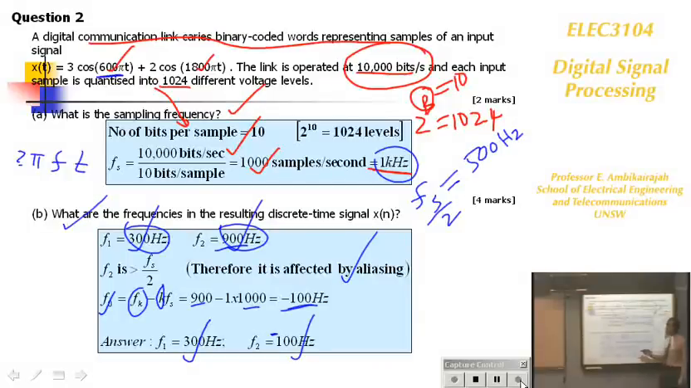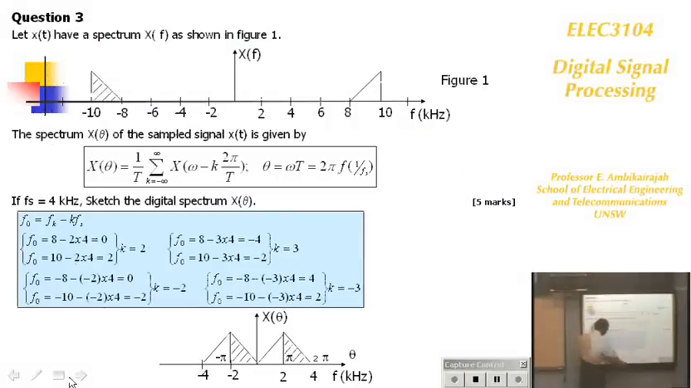We did some examples yesterday, but I just want to reiterate them. I want to do one more example based on the lecture. This is also based on aliasing. Have a look at the spectrum. The analog spectrum is given, and it occupies a band from minus 8 to 10. Okay? So you can see here, this is your equation.